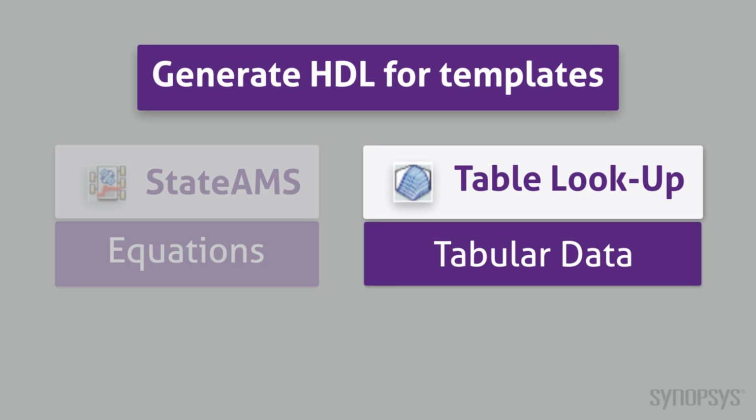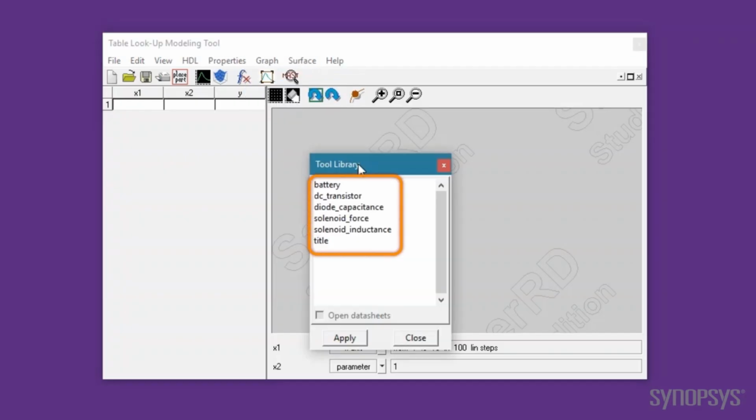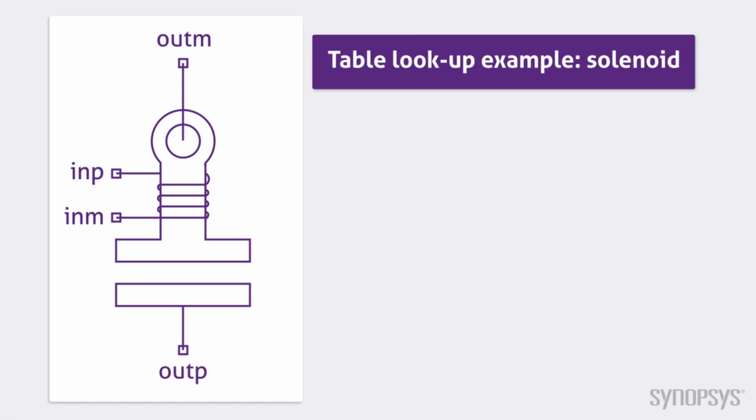It generates an HDL model that references tabular data. The Table Lookup tool is versatile, applying tabular data to a wide variety of model types. A good way to better understand its different applications is by looking at the included examples that can be found under the Help menu. We'll use an example of a solenoid to illustrate the general flow of the Table Lookup tool.